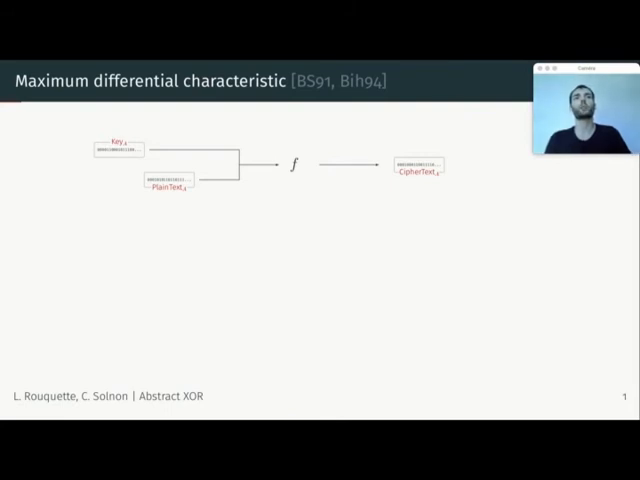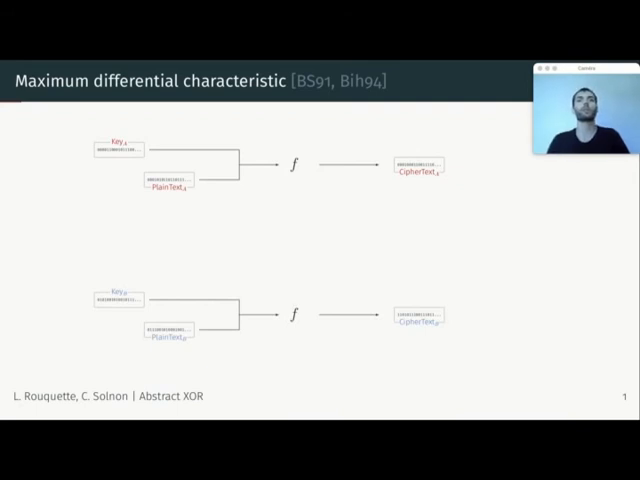They were introduced respectively in 1991 by Biham and Shamir, and in 1994 by Biham. The aim is to compute the maximum differential characteristic. The basic idea is to analyze what is the impact of a modification of an input on the output. Here we have a cipher function f that transforms a plaintext A into a ciphertext A with a key Ka. The plaintext, the key, and the ciphertext are binary sequences.